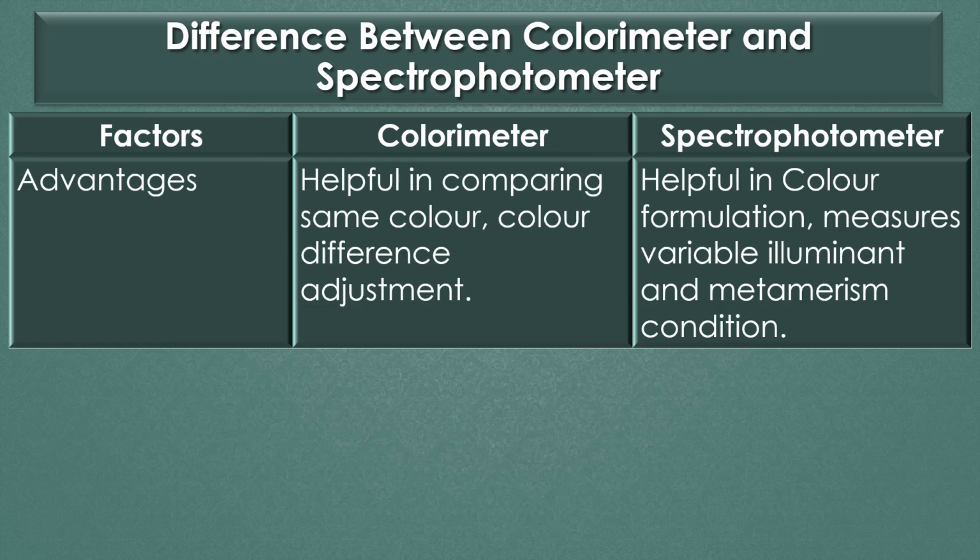Advantages: colorimeter is helpful in comparing same colors and color difference adjustment. Spectrophotometer is helpful in color formulation and measures variable illuminant and metamerism condition.